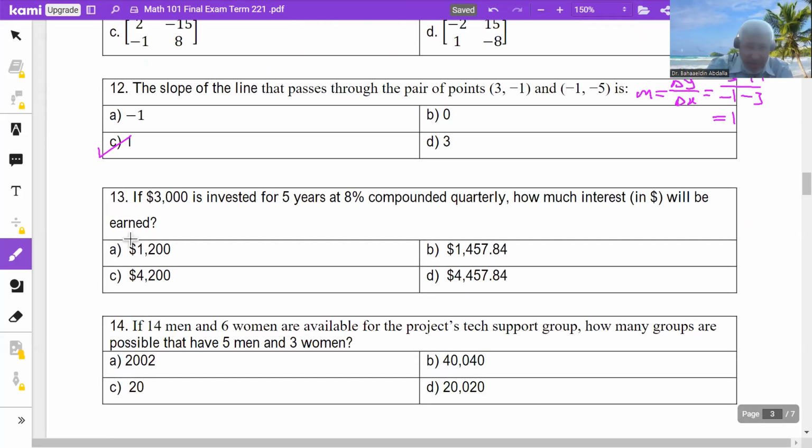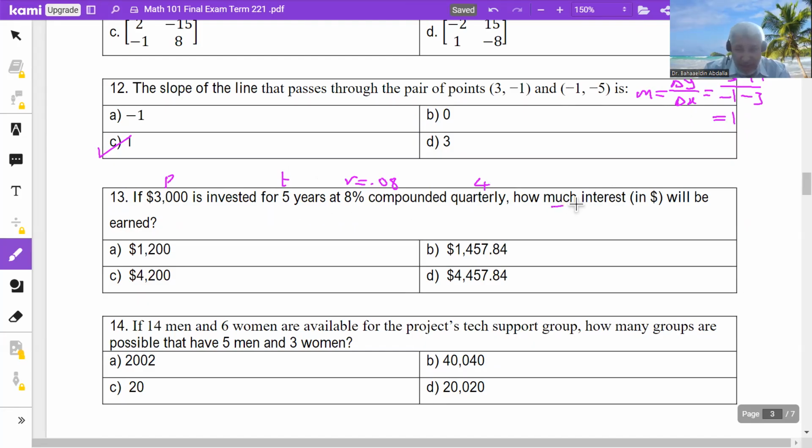If 3,000 is invested for 5 years, so this is P, and this is the number of years, and this is R, 0.08, compounded quarterly, that's 4 times per year, how much interest in dollars will be earned?